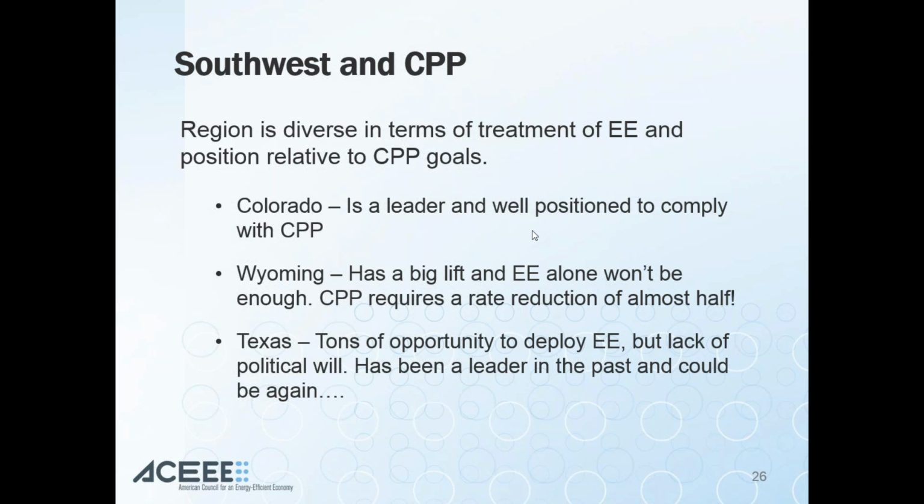Wyoming has a big lift, and energy efficiency alone, when we do our kitchen sink scenario using the Super 2 tool, is not going to be enough. So Wyoming is going to have to think hard about what it's going to do to comply. Texas has tons of opportunities to deploy energy efficiency, but there just has been a lack of political will. It's been a leader in the past, and it could be again. I'm not going to speculate about what happens in Texas, but I'm hopeful.